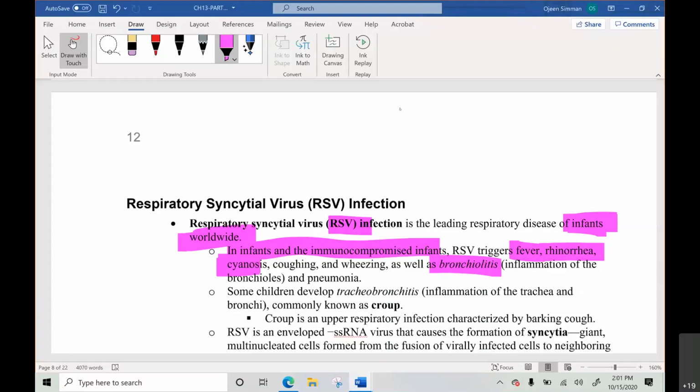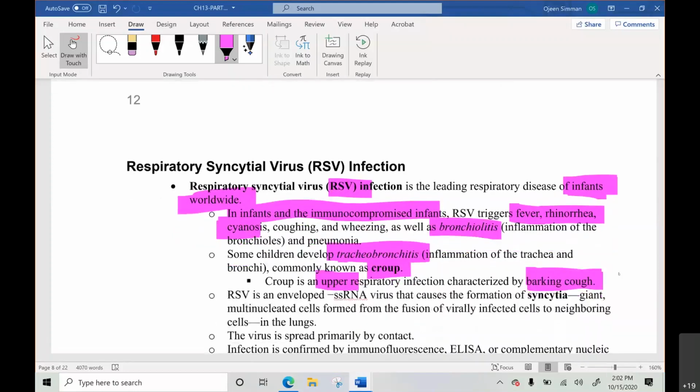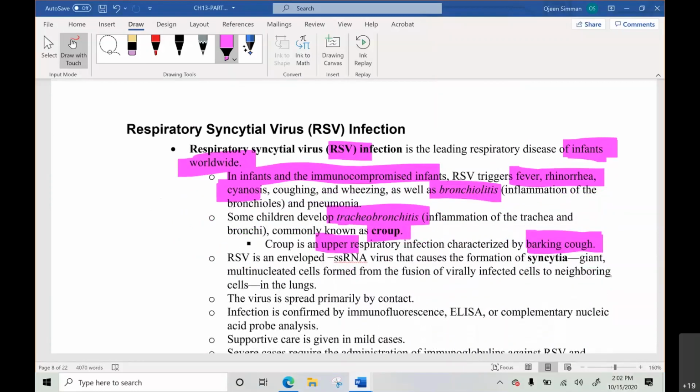Children can develop tracheobronchitis, which is inflammation of the trachea and the bronchi. This is what's known as croup, which is an upper respiratory infection characterized by a barking cough. The respiratory syncytial virus is an enveloped single-stranded RNA virus that forms syncytia, which are giant multinucleated cells formed from the fusion of infected viral cells in the lungs.